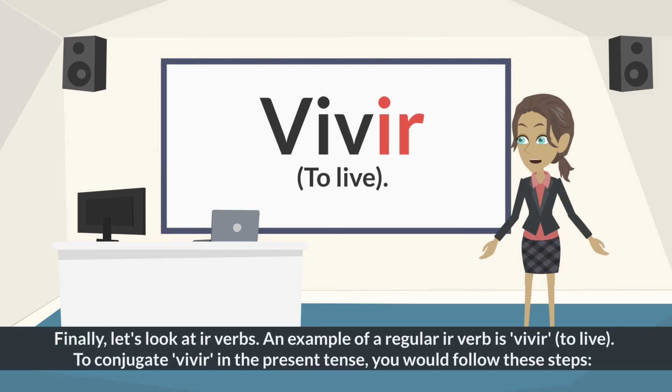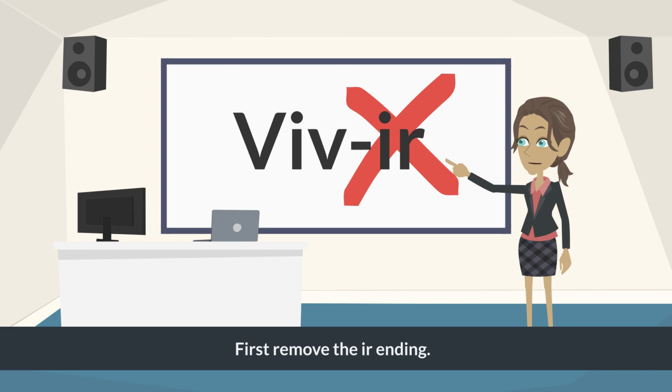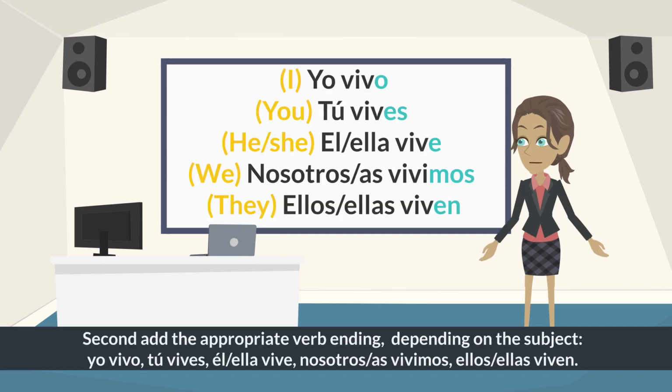Finally, let's look at IR verbs. An example of a regular IR verb is vivir, to live. To conjugate vivir in the present tense, you would follow these steps. First, remove the IR ending. Second, add the appropriate verb ending, depending on the subject.